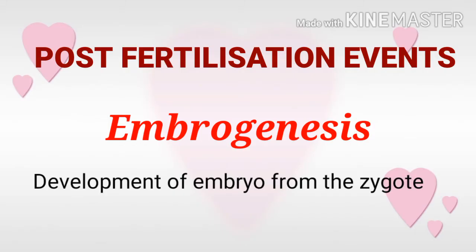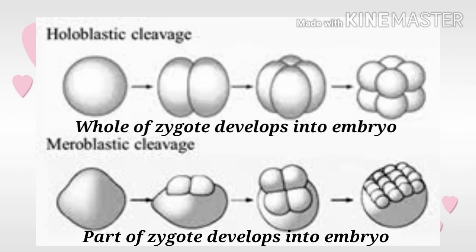Now next, the third main process, that is the post-fertilization event. What happens here? The process which takes place here is embryogenesis. Embryogenesis is the process of formation of an embryo from a zygote. There are two ways by which an embryo is formed from a zygote. One method is that the whole zygote develops into an embryo. That type of division is called holoblastic cleavage. The second method is that only a part of the zygote develops into an embryo. In the picture you can see that is called meroblastic cleavage.